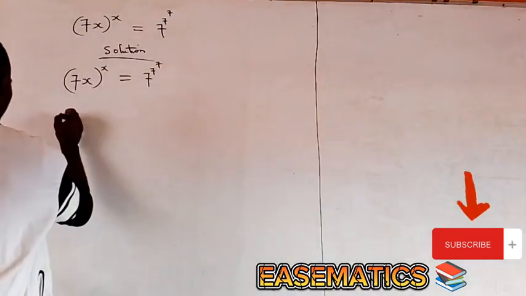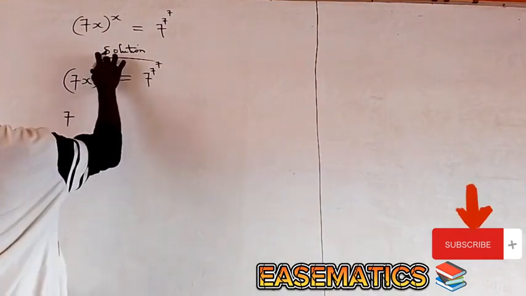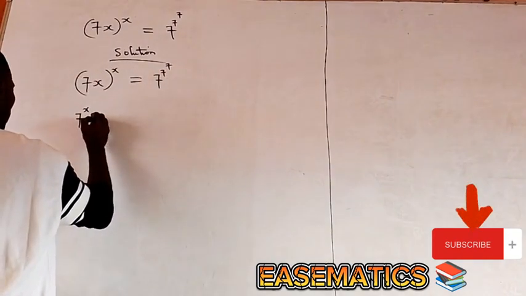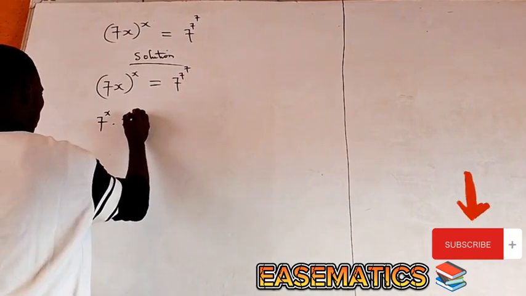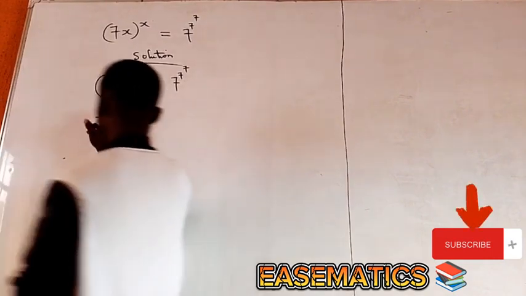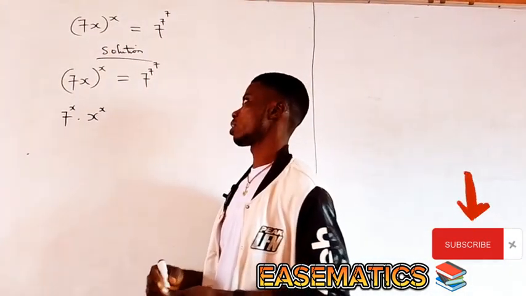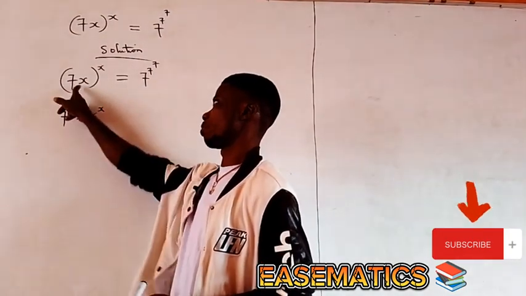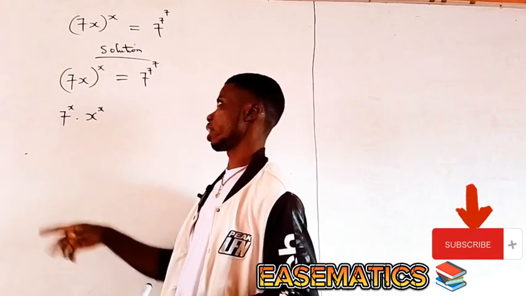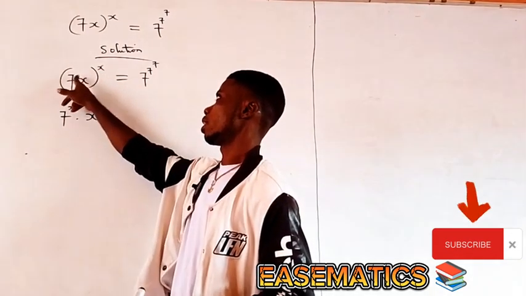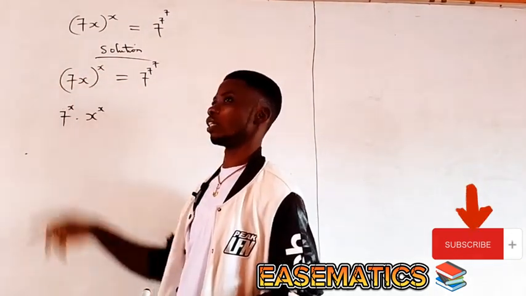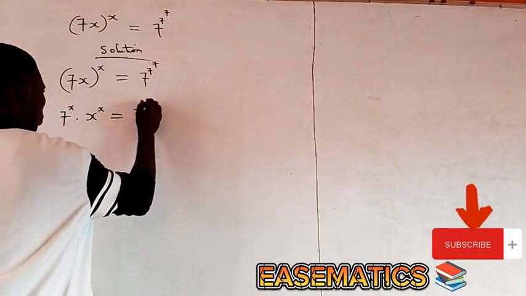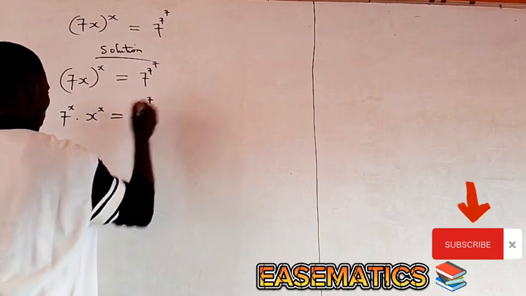First step we are going to take here is to share the power among 7 and x, and we are going to have 7 to the power of x times x to the power of x. Since we are very much aware that 7 multiplied by x gives us 7x, and the power x here is being shared among 7 and x, is equal to 7 to the power of 7 to the power of 7.